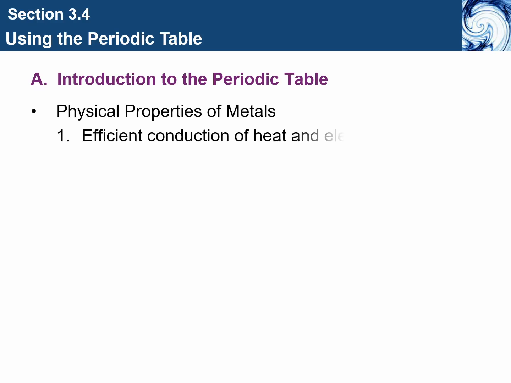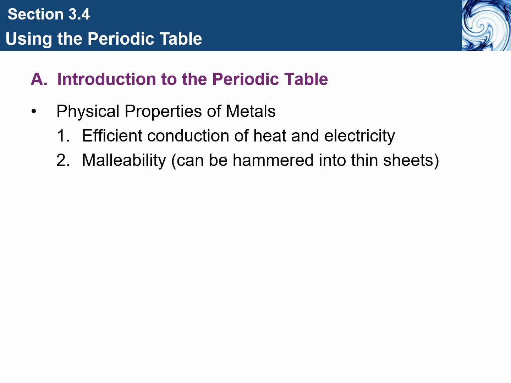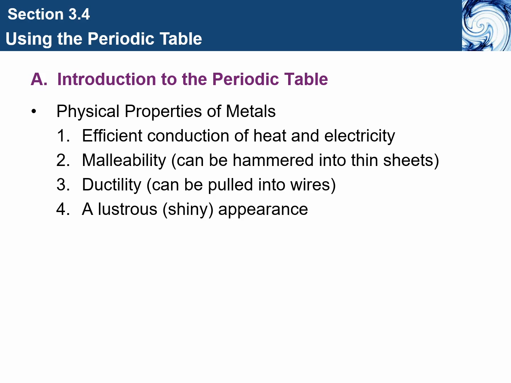Physical properties of metals. Metals are efficient at conducting heat and electricity, which is why metals are used in cookware and wiring and electric components. Metals are malleable, which just means that they can be hammered or rolled into a sheet without breaking. They're also ductile, which means they can be pulled into wires. Many metals are lustrous, or shiny in their appearance, when the surface is cleaned.